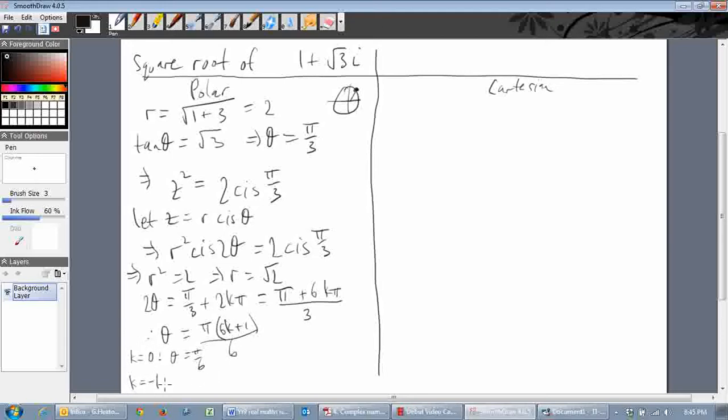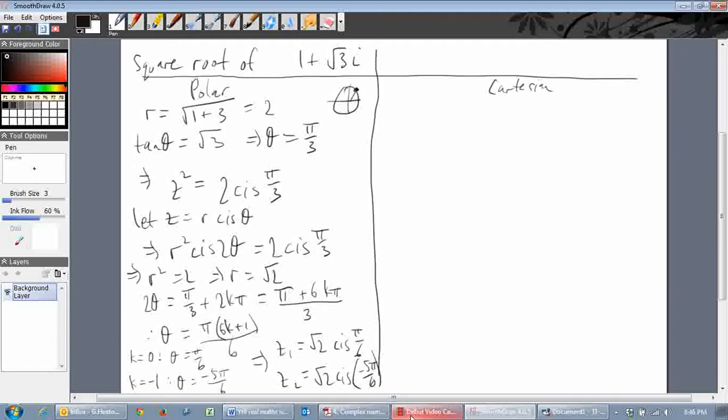So I know that I'm looking for k is equal to negative 1. And that'll be negative 6 plus 1, that's negative 5 pi over 6. So there's my 2. And so therefore, my two solutions are z1 is equal to, my first square root will be equal to, what was the modulus again? Root 2 cis pi over 6. Second solution, z2 equals root 2 cis negative 5 pi over 6. Okay, there you go, there's the solutions.